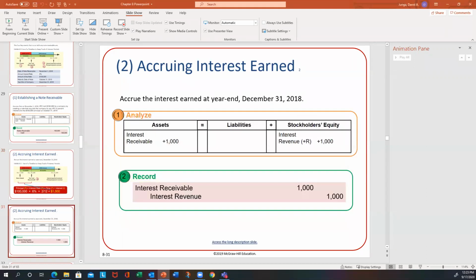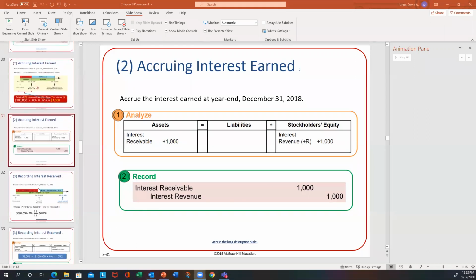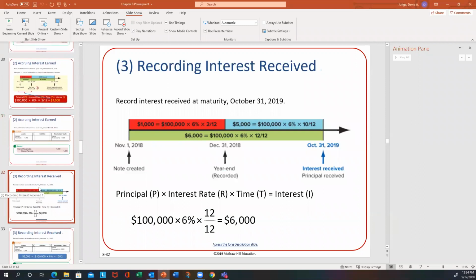So at some point in time, you're going to have to debit other receivable. So you would debit interest receivable, credit interest revenue. This is accrued revenue for $1,000. Again, it comes down to time periods once again. Now, eventually, you might have this over a couple periods.